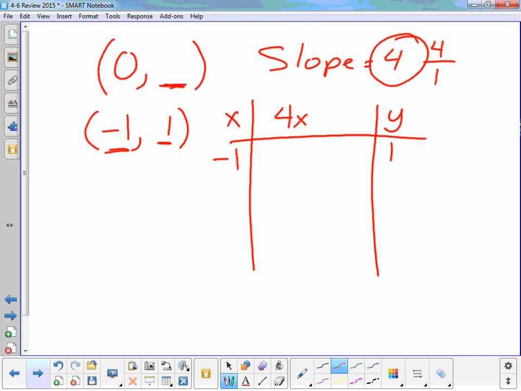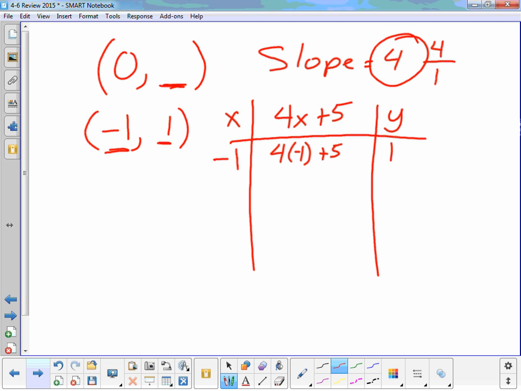What I actually have to do is plug in this value. So if I plug in my value for x, I have 4 times a -1. And now what I need to do is figure out, how do I get to 1? Well, 4 times a -1 is a -4. So for me to get to +1, I'd have to add 5. And again, this rule has to be constant because we're graphing a straight line. It's a constant rate of change. So my rule has to be 4 times our x value plus 5.